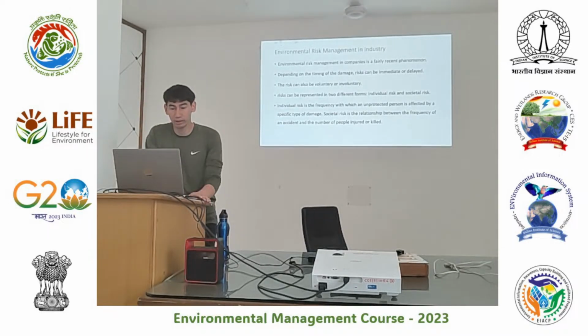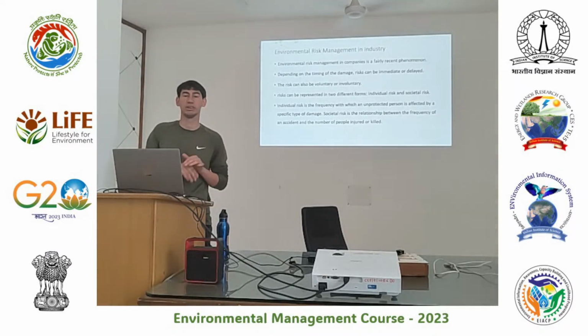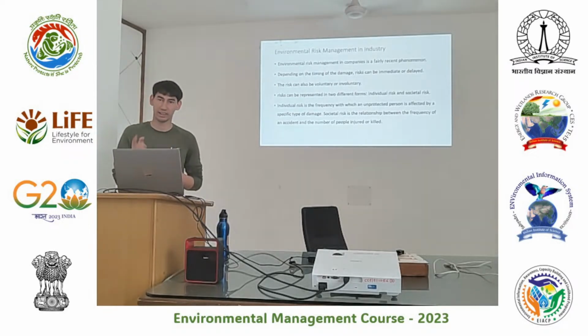The risk can also be voluntary or involuntary. Voluntary is when we are doing the risk to ourselves intentionally. Involuntary is the opposite. For example, involuntary is if there is a factory emitting some hazardous gases and you don't have any choice to move from that place, or houses are located next to a factory. Voluntary is if you want to smoke and you want to take the risk.